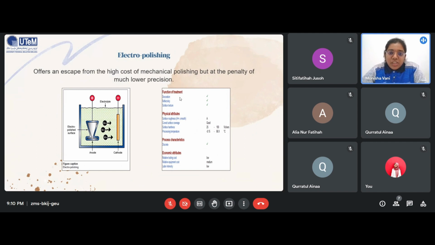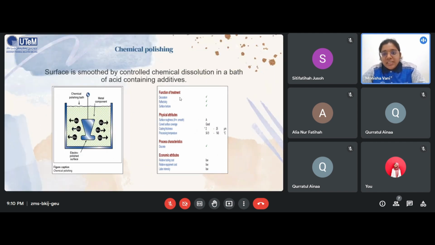The chemical part goes into the metal composite. The description is the function of the treatment. The physical entry also includes the surface contact coverage, coating thickness, and processing temperature. The process characteristics also include the discrete. And then the last is the economic attribute, reflecting that tooling cost is low, relative equipment is low, and labor intensity is also low.